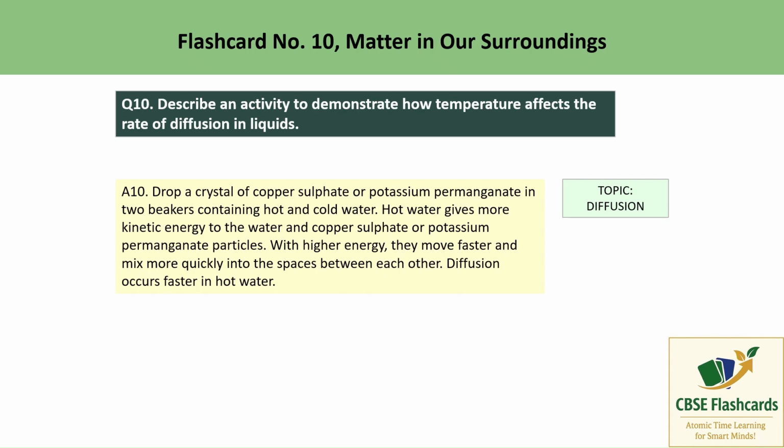Describe an activity to demonstrate how temperature affects the rate of diffusion in liquids. Drop a crystal of copper sulfate or potassium permanganate in 2 beakers containing hot and cold water. Hot water gives more kinetic energy to water, copper sulfate or potassium permanganate particles.